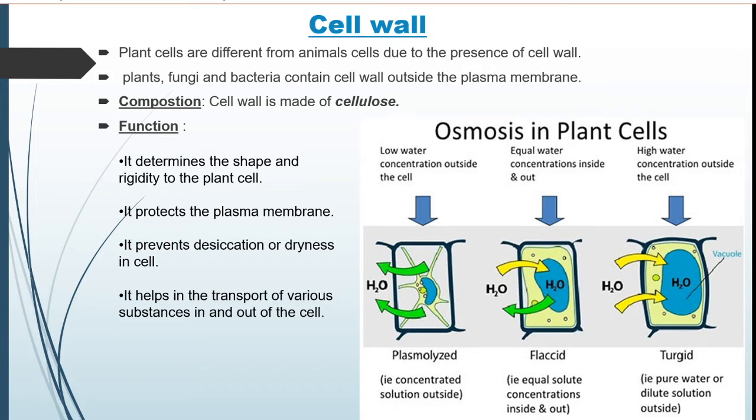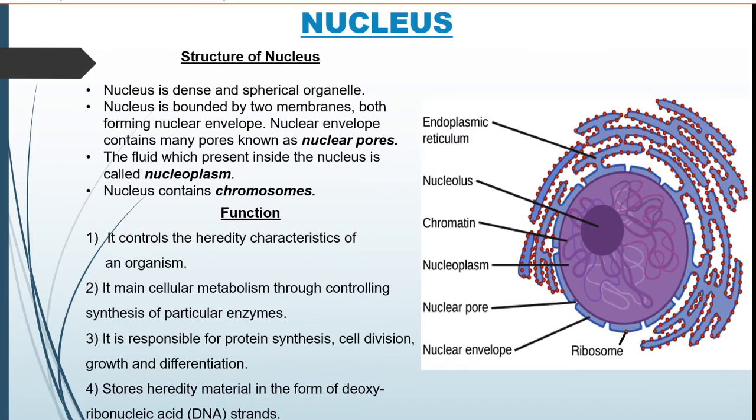After cell wall, let us see nucleus. So nucleus is otherwise called the control unit of the cell or brain of the cell. Nucleus is basically a dense and spherical organelle. In plants, you will see the nucleus situated at the periphery, whereas in animal cell, the nucleus will be located centrally.